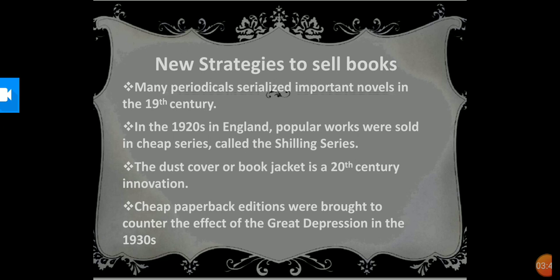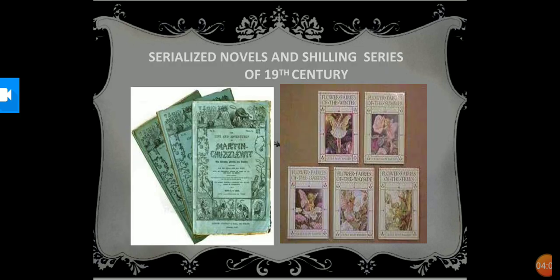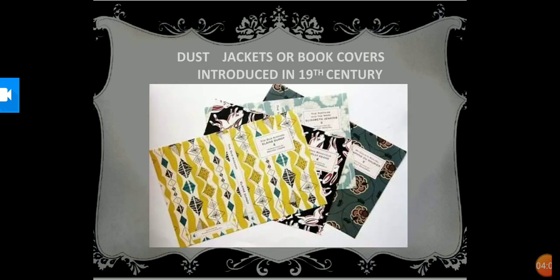The dust cover or book jacket is a 20th century innovation. Cheap paperback editions were brought in to counter the effect of the Great Depression. Clear? This was the development. Specialized novels and the shilling series looked like this. Dust jackets or book covers, as I told you, were also like this.